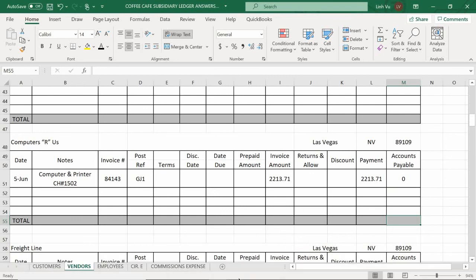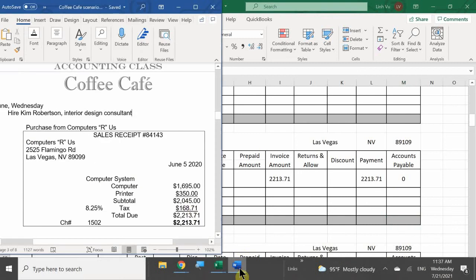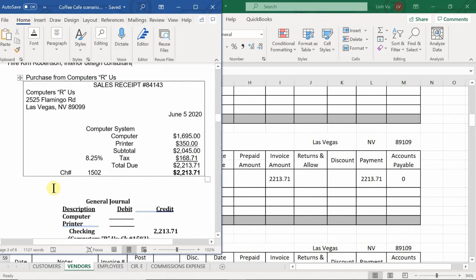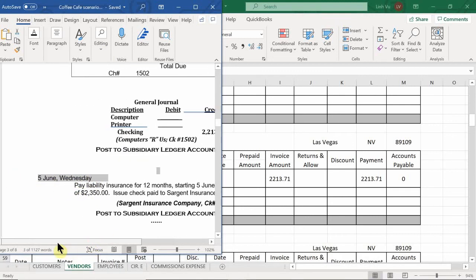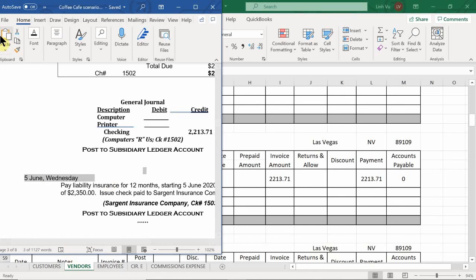Okay. Any questions up to now? Right. So when we come back to this tomorrow, we're going to start off on this transaction here. So we're still continuing on June 5th.